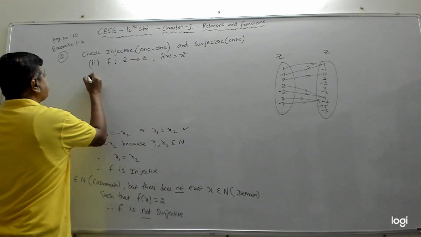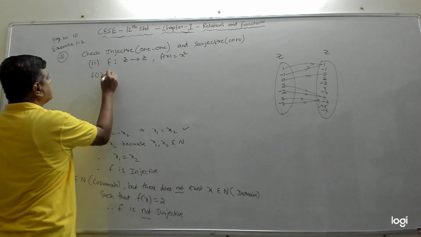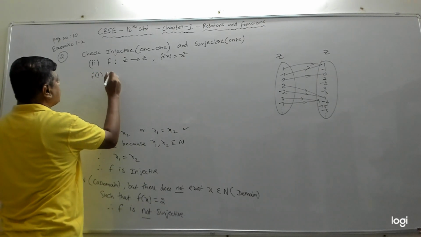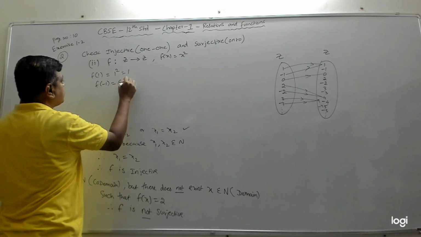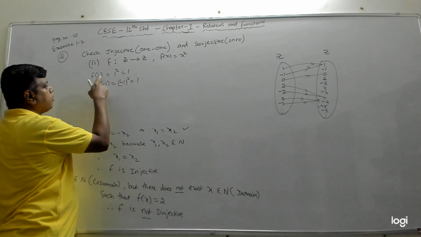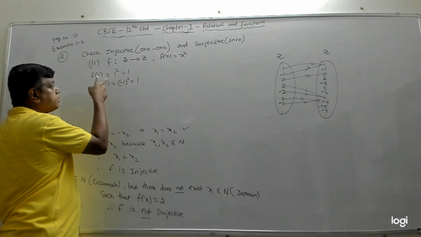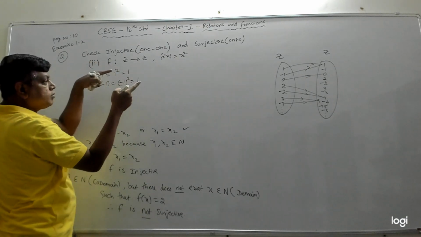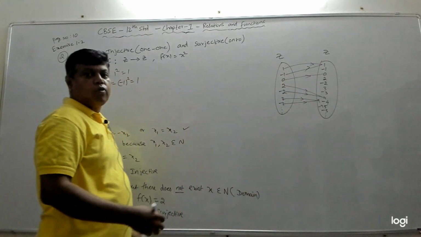So we'll say f of 1 is 1 square, which is 1. f of minus 1 is minus 1 the whole square, which is also 1. So f of 1 is 1, f of minus 1 is also 1. Two elements have the same image. 1 goes to 1, minus 1 also goes to 1. Therefore f is not 1 to 1.